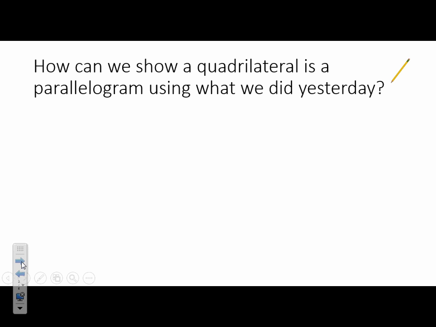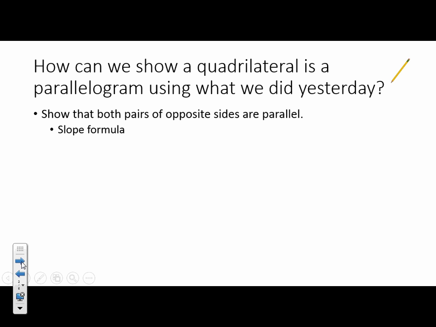How can we show a quadrilateral is a parallelogram using what we did yesterday? So now we're going to be looking at how do we prove or show that something is, in fact, a parallelogram shape. So here's our choices, or here's our ideas. First, we could show that opposite sides are parallel because that's a property of parallelograms. And how would we show that those sides are parallel? Using one of those three formulas. In fact, we'd have to use the slope formula because opposite sides are parallel is something that we can show with a slope. We can show that things are parallel lines.